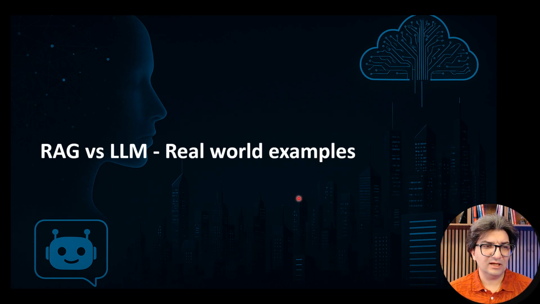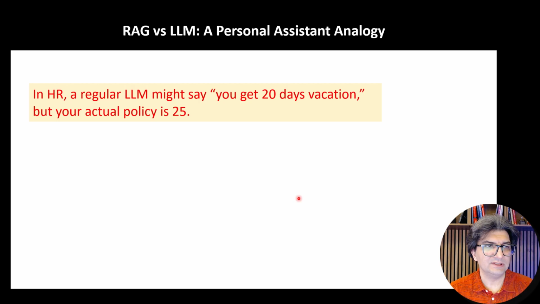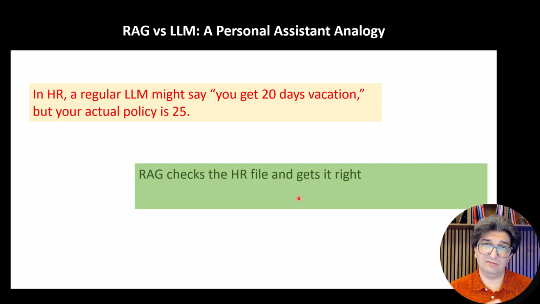So now let's look at some real-world examples to see how RAG can actually help us. In an HR, human resource department, a regular LLM might say we get 20 days vacation. But the problem is, this is the LLM, it's coming from generic information, but the actual policy you have in your company is 25. And that's why with the RAG system, it checks the information from the existing HR file and gets it right. That's actually the beauty of RAG solutions.